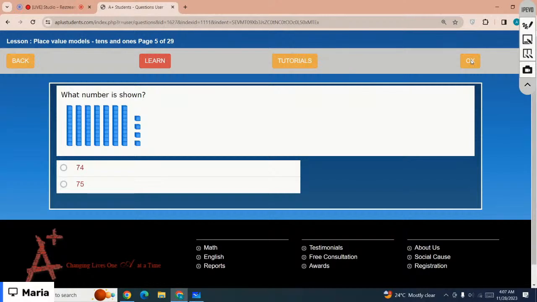What number is shown? Which is the correct option, option 1 or option 2? 1, 2, 3, 4. That means the ones digit is 4. 1, 2, 3, 4, 5, 6, 7, and the tens digit is 7. So together they make 74. Option number 1 is the correct option.